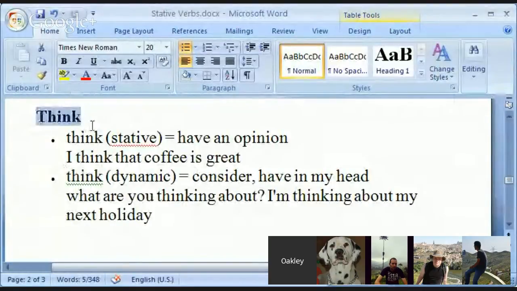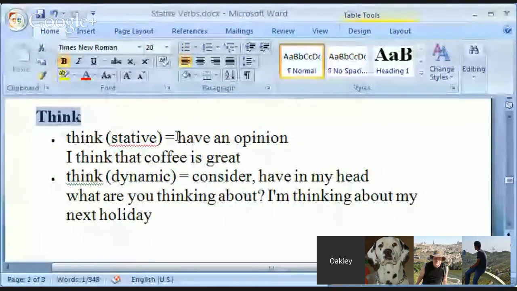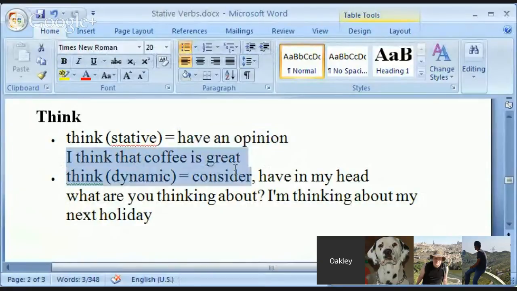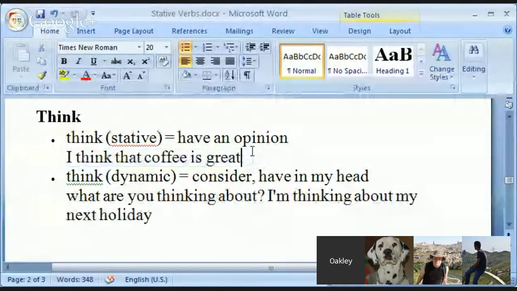Okay, another verb which can be mixed, stative and dynamic, is think. It depends how we mean it. If you mean it as in you have an opinion, I think that coffee is great. Well, I totally agree with this statement. I do too. I think that coffee is wonderful. All right, that is my opinion. So an opinion is a state. That is the way you think. That is considered to be a state.